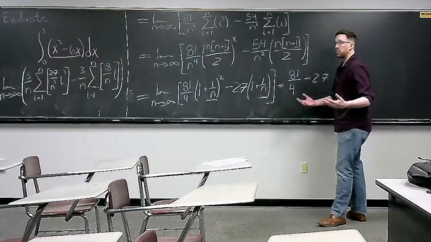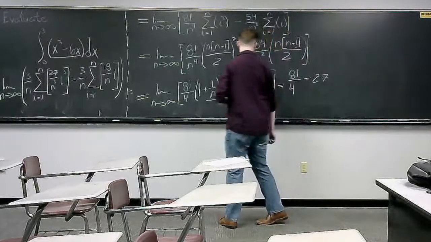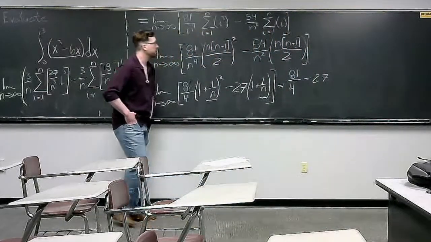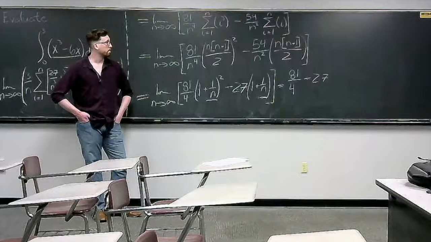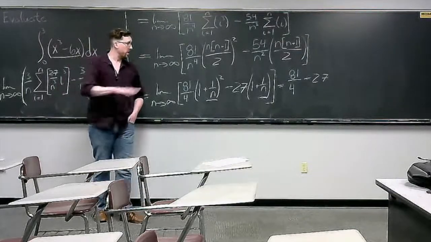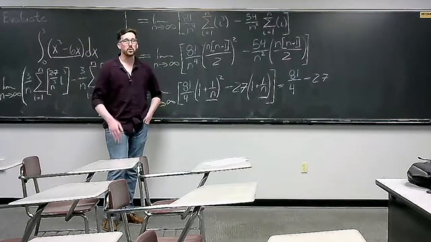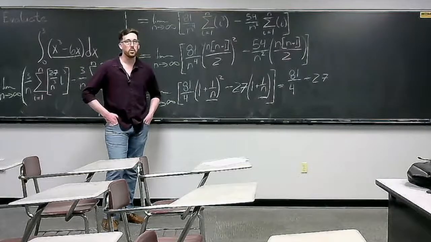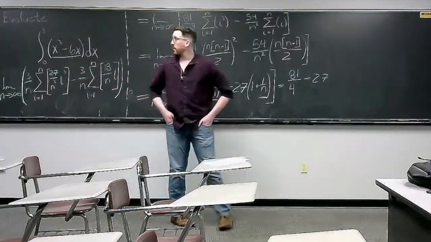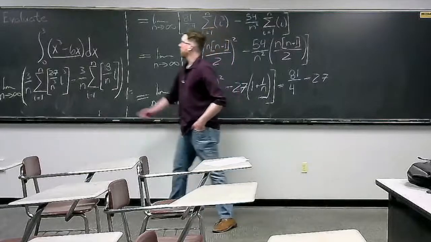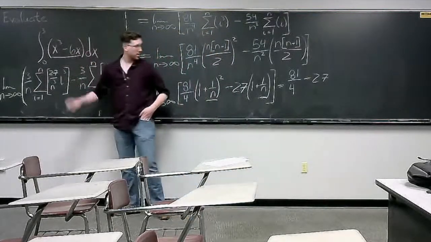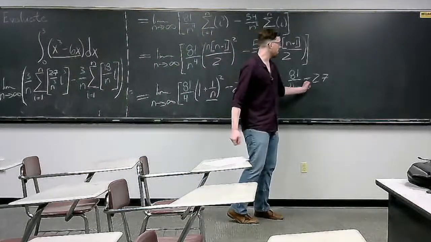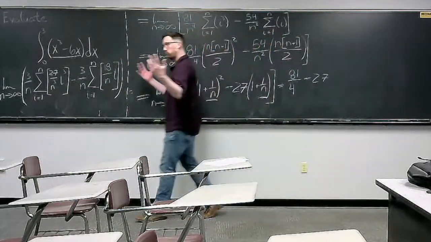Okay. And from here, you can evaluate the rest of this problem. And that's it. That's all there is to this. From here, like I said, it's just arithmetic, right? So there's not much else to be done. And that gives us, in the end, the answer to this problem. This integral is equal to 81 over 4 minus 27. Big look.